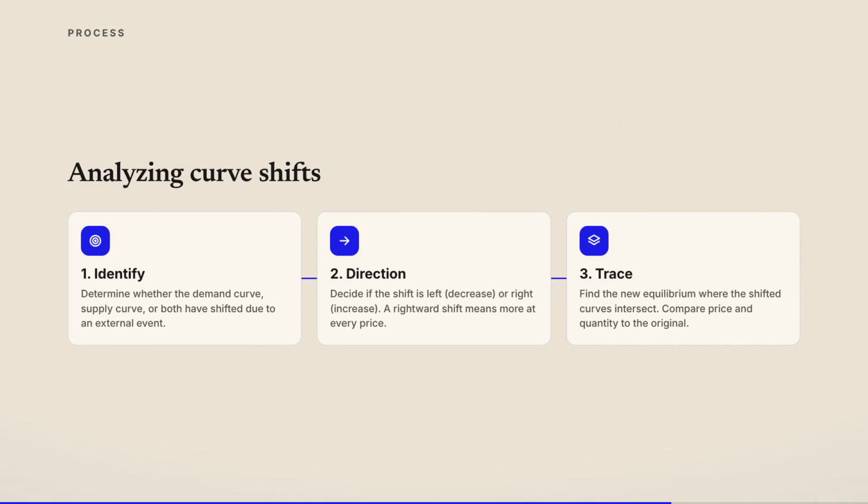And on the supply side, mask manufacturers shifted their supply curves to the right, as factories around the world retooled to produce personal protective equipment. At any given price, more masks were available. That's a rightward supply shift, which lowers equilibrium price and raises equilibrium quantity. The 3-step method helps you make sense of all these changes systematically.